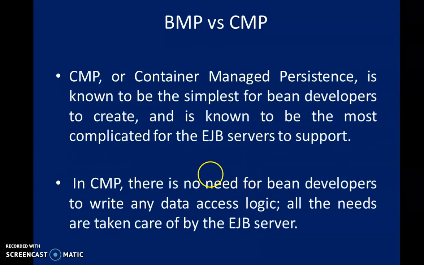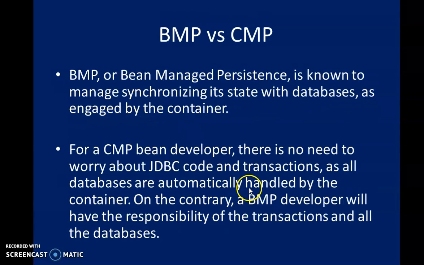And what is the difference between BMP and CMP in that entity bean? CMP means container managed persistence, BMP means bean managed persistence. Here CMP means everything is handled by the container. So from the name itself, container managed persistence. As a developer, we need not worry about data access logic and all. Everything is handled by the EJB server. That is given for the CMP bean developer. There is no need to worry about JDBC code, transactions and everything.